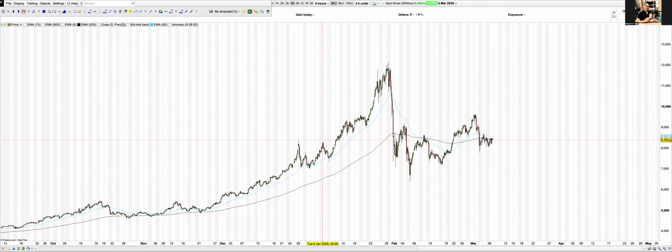Silver, bit of a jumble, looks like a consolidation zone to me. Appears to be high, high, high, low, high, high, high, low, but we always know on this second one it can screw you. So you need to be really careful with that.